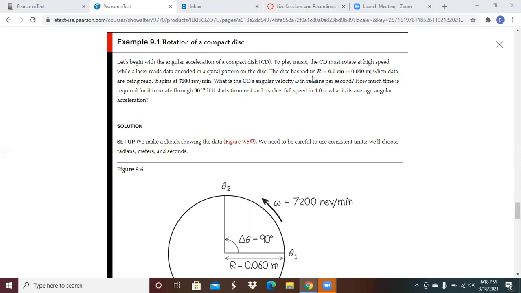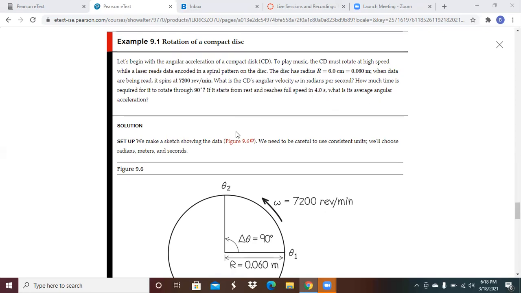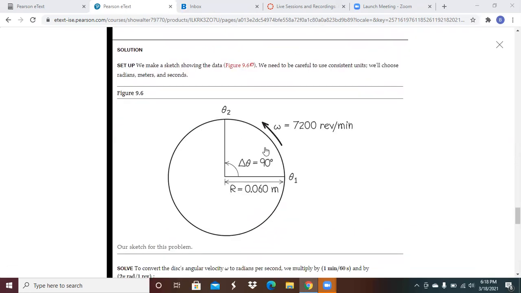So what is the CD's angular velocity in radians per second? And then how much time is required for it to rotate through 90 degrees? And if it starts from rest and reaches full speed in 4 seconds, what is its average angular acceleration? So here we are.